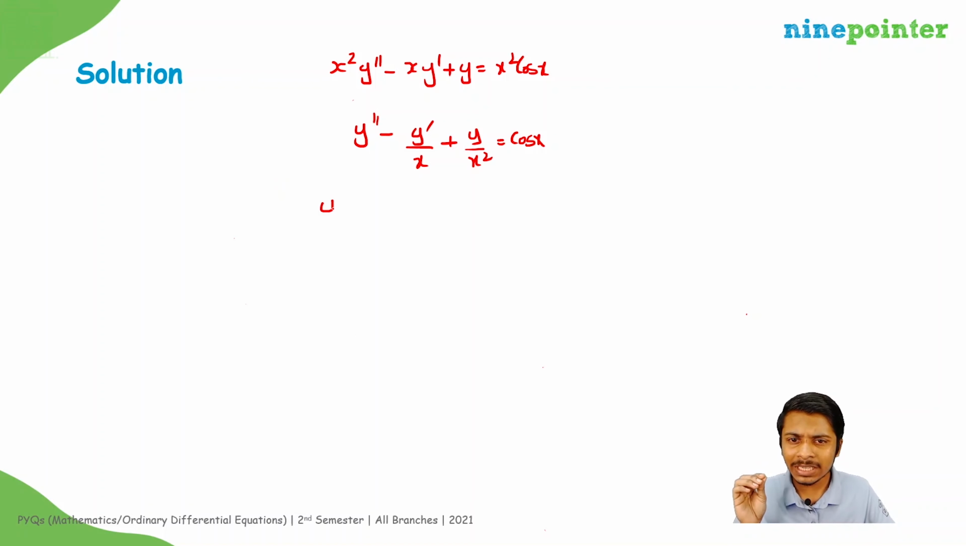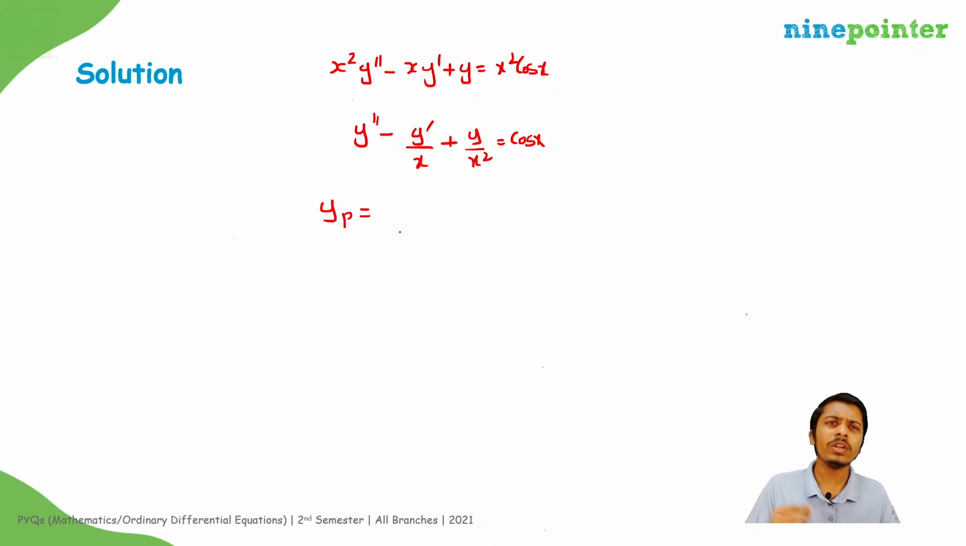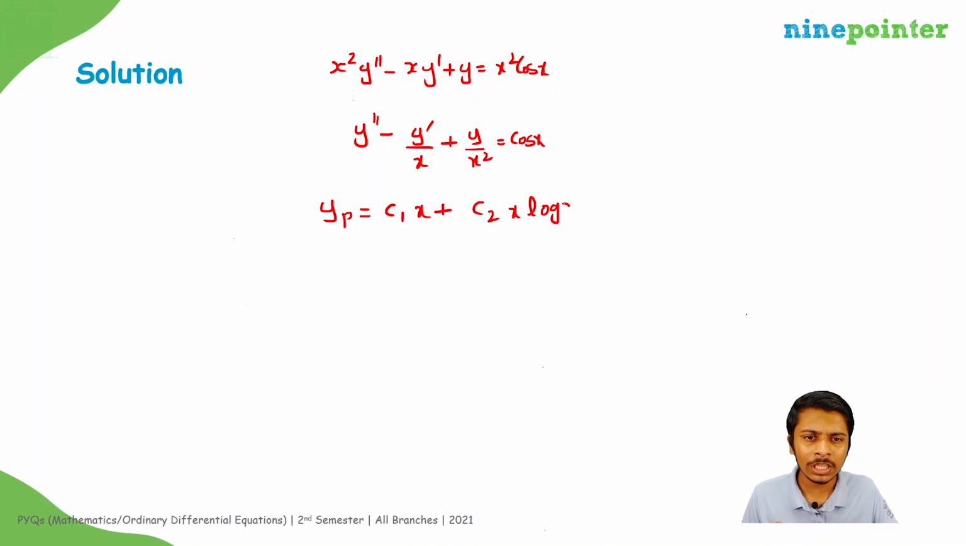The idea is, any particular solution of this differential equation will be of the form c1x plus c2x log x. Now let me explain what I mean. Here c1x plus c2x log x is actually just what I took from the solution of the homogeneous equation. This c1x plus c2x log x is the actual solution of the homogeneous equation.